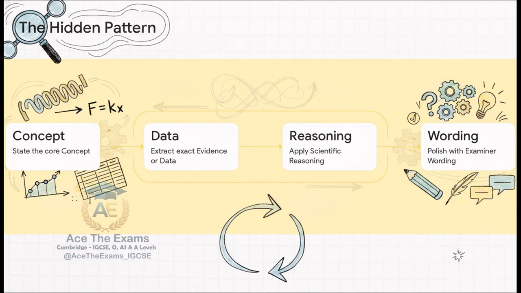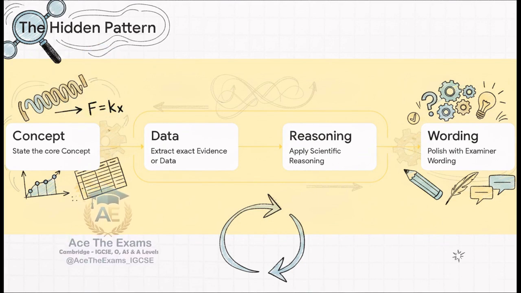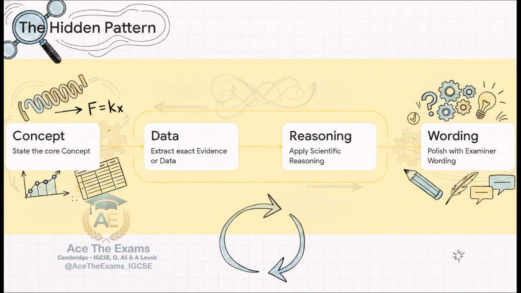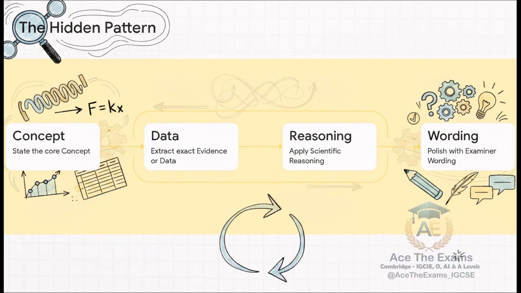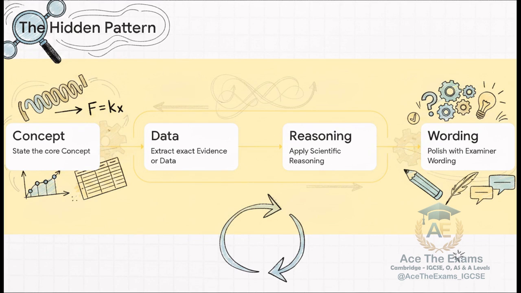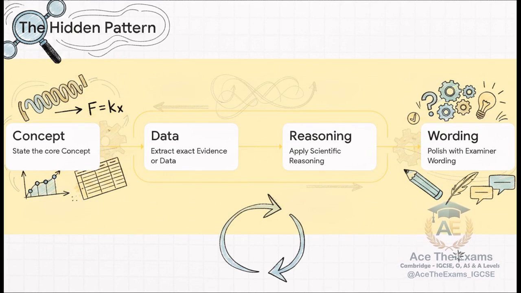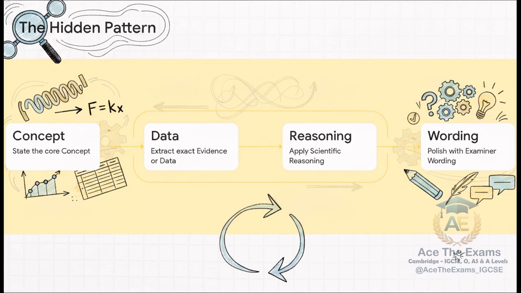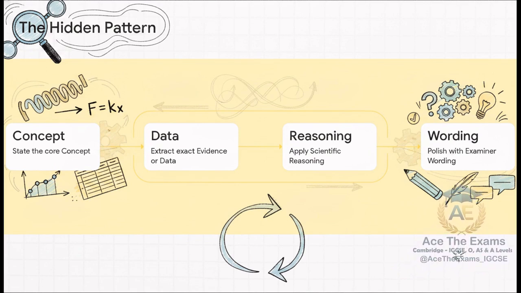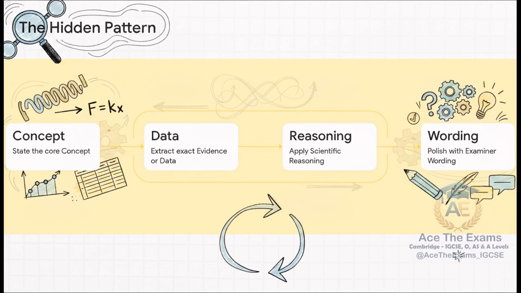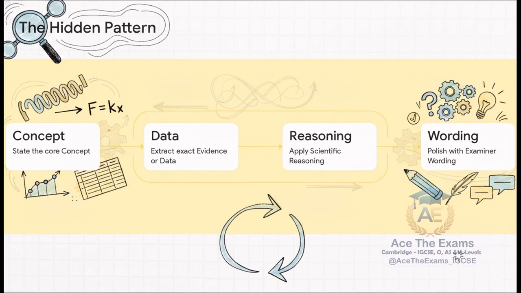To beat this pattern, you need a bulletproof system. Enter the 4-step hidden pattern. It's like a cheat code, but it's just pure strategy. Step 1, state the core concept, like Hooke's law. Step 2, extract the exact evidence or data directly from the source provided. Step 3, apply your scientific reasoning to link that specific data to the concept. And Step 4, polish it off with precise examiner wording. This structured step-by-step approach is exactly what top band students use to lock in those critical method marks every single time.